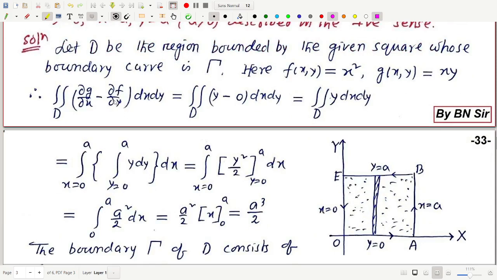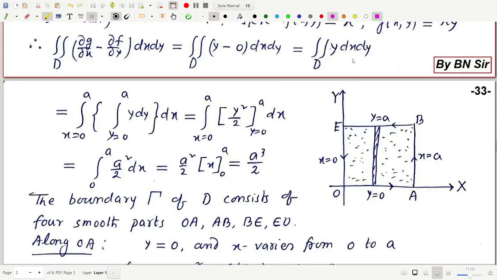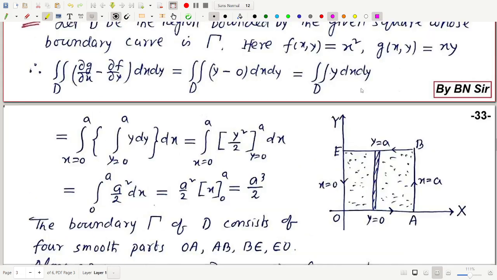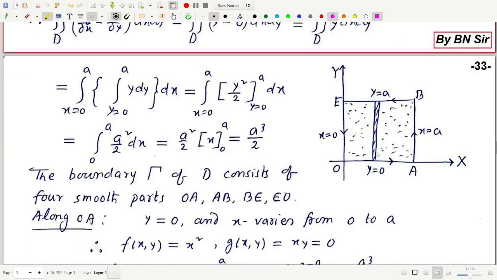So the double integral, let us calculate first. Double integration over D is equal to double integration of del g by del x. Del g by del x is just y, minus del f by del y. Del f by del y is 0 because we have only x square. So double integration over D of the function y, dx dy, where dx dy is the symbol for the differential in the double integral. Now this is the region y equal to 0, y equal to a, x equal to 0, x equal to a.